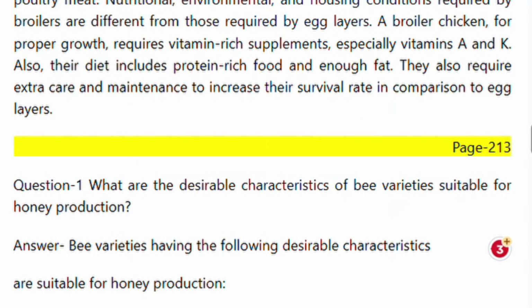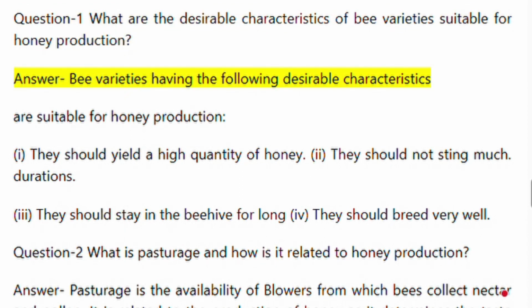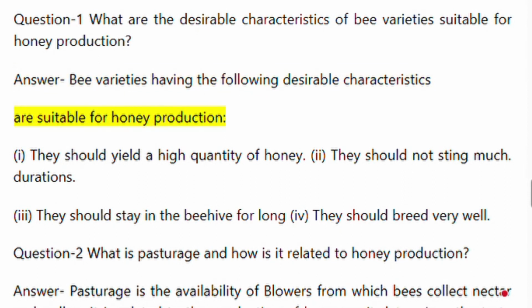Page 213. Question 1. What are the desirable characteristics of bee varieties suitable for honey production? Answer. Bee varieties having the following desirable characteristics are suitable for honey production. 1. They should yield a high quantity of honey. 2. They should not sting much.